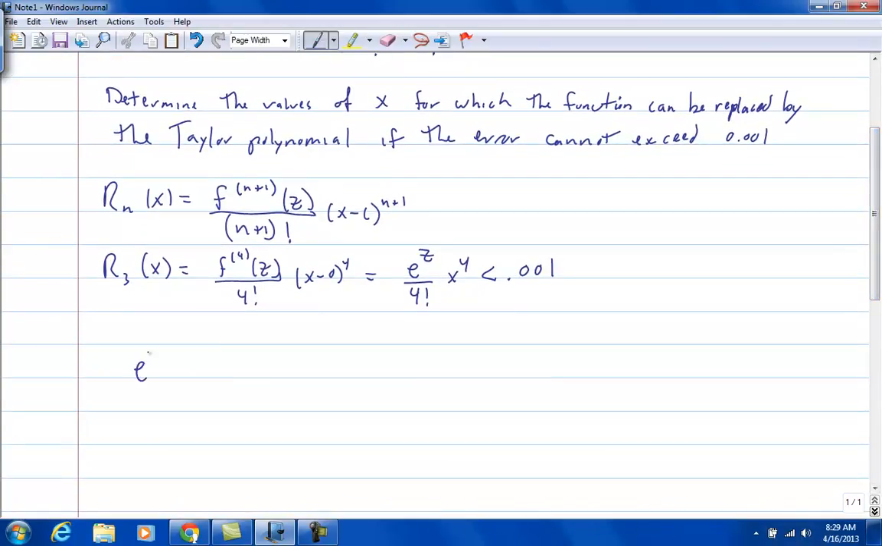So e to the z times x to the fourth needs to be less than 0.001 times 4 factorial. I multiply both sides by 4 factorial. Let me get my handy dandy calculator out here. 0.001 times 4 factorial, I get 0.024.